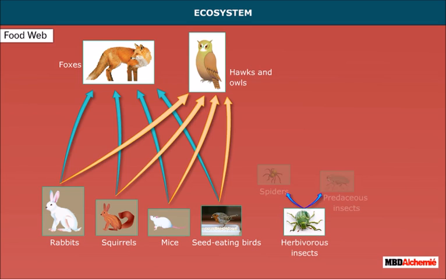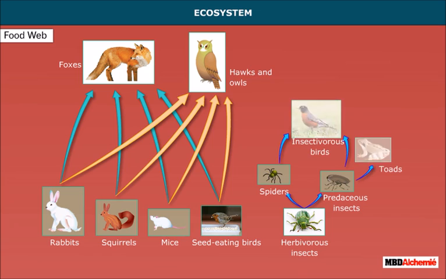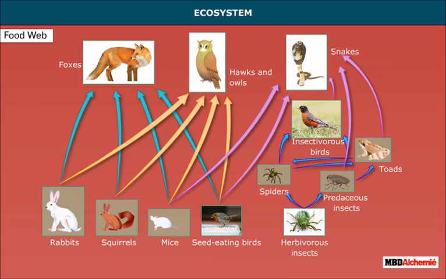Spiders and predaceous insects feed upon herbivorous insects, and they are eaten by insectivore birds and toads. Further, toads, insectivore birds and predaceous insects are eaten by snake. This is an illustration to show how food web operates in nature.